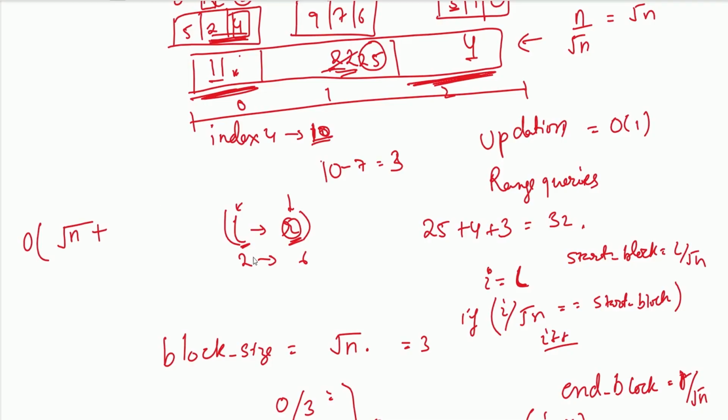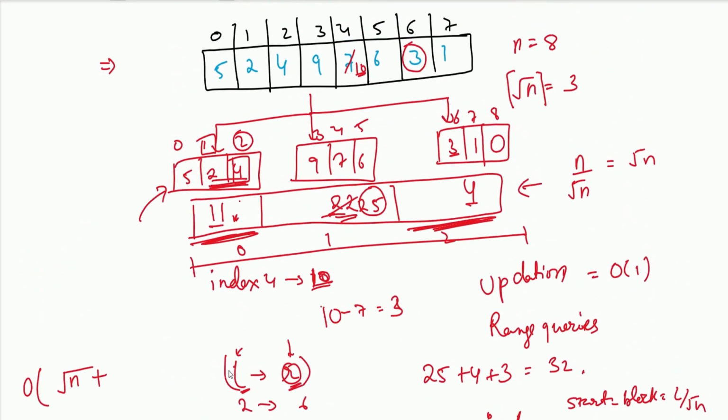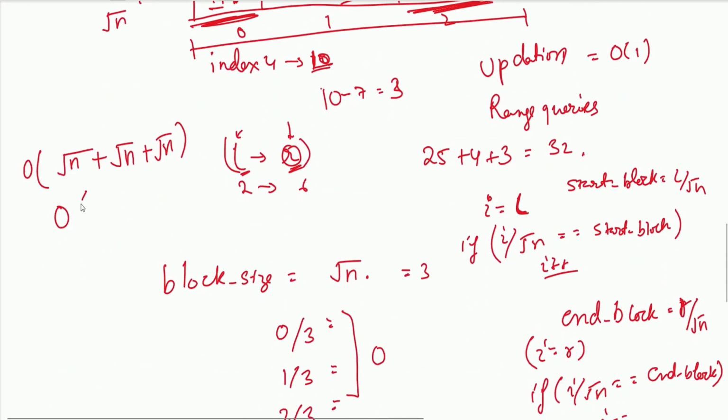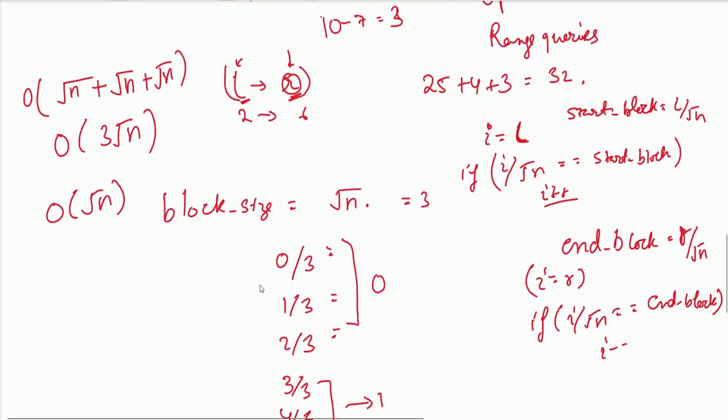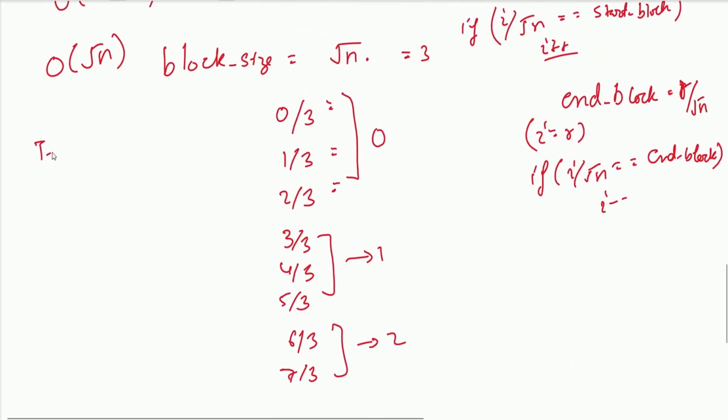Plus, we are searching in the block in which L resides. So how many elements are there in the block in which L resides? There will be at max root n elements only. Why? Because we are dividing this into root n parts. So we have to search at max root n elements, plus the number of elements in which R resides will be root n. So it will be big O of 3 root n for a range query, or big O of root n. And if we have Q queries, then the time complexity will be big O of Q into root n.